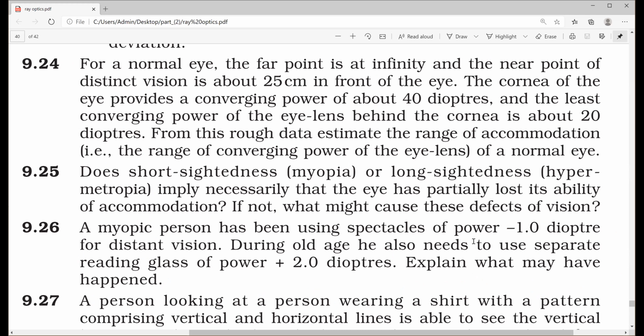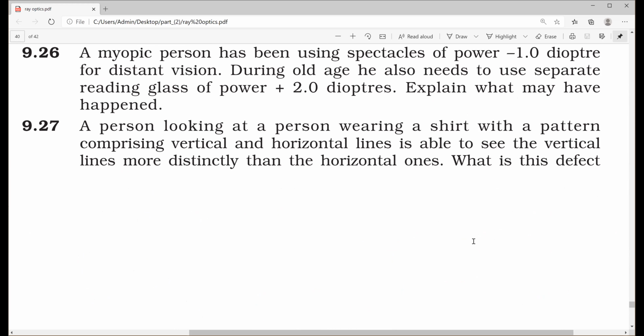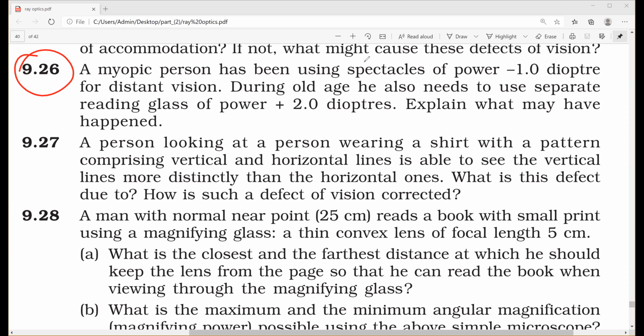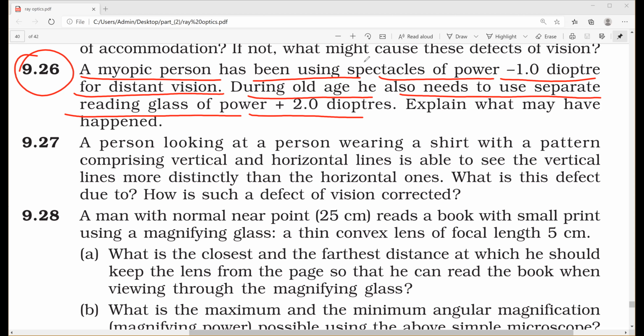9.25 is a theoretical question. 9.26 we shall solve. What they asked: a myopic person has been using spectacles of power minus 1 diopter for distance vision. During old age, he also needs to use separate reading glasses of power 2 diopter. Explain what may have happened and calculate.